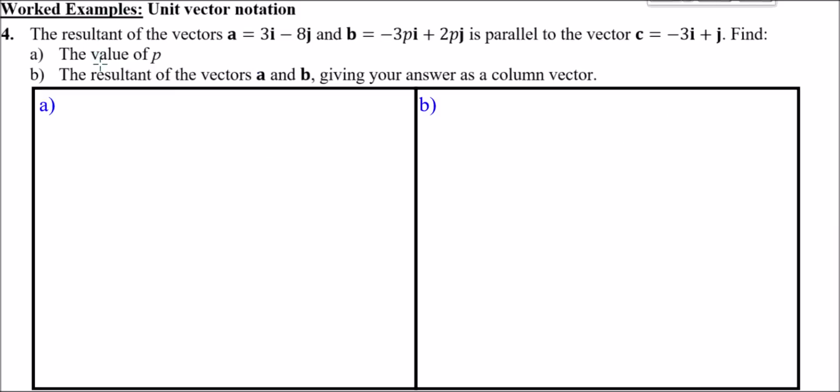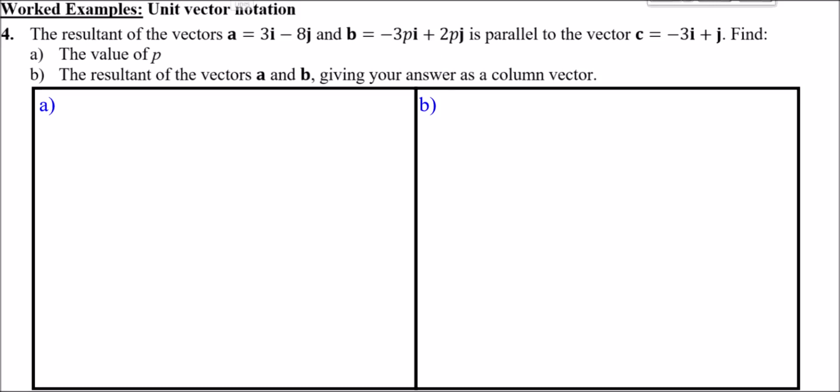Question 4, a two-parter. So we've got the resultant of two vectors to consider. The resultant of vectors a, where a is 3i minus 8j, and b, which is minus 3pi plus 2pj, is parallel to vector c, where c is minus 3i plus j. First of all, we need to find the value of p, and secondly, the resultant of a and b, giving the answer as a column vector.